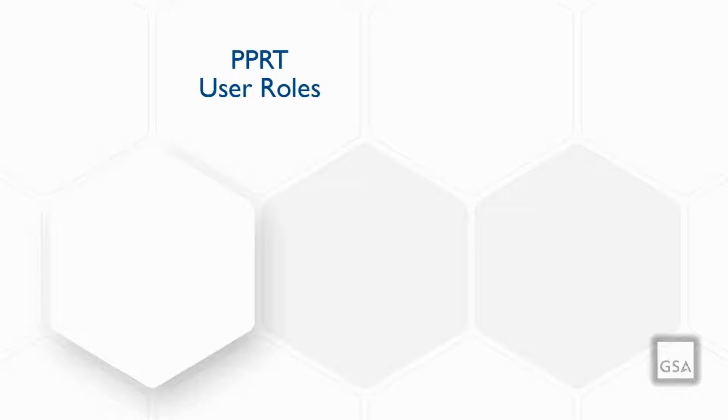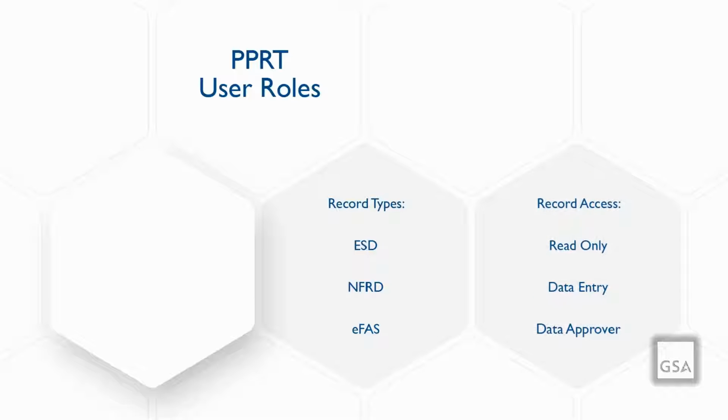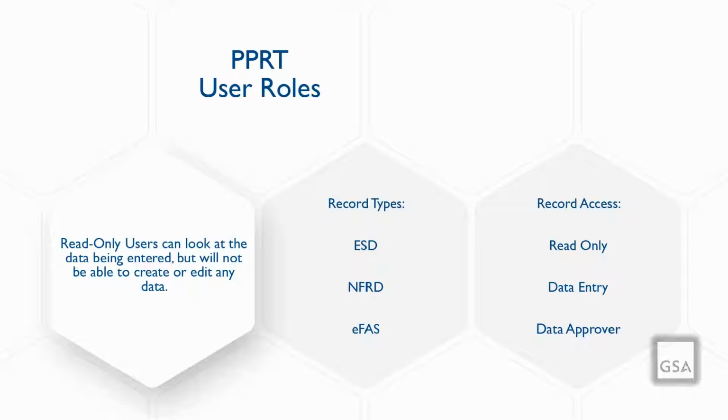PPRT user roles are separated by the sub-applications the data is being submitted for, which are ESD, NFRD, and EFAS. The access within those record types is broken down further by read-only users, data entry users, and data approvers. Read-only users can look at the data being entered, but will not be able to create or edit any data. Data entry users are responsible for inputting their organization's property data and completing their organization's data status.